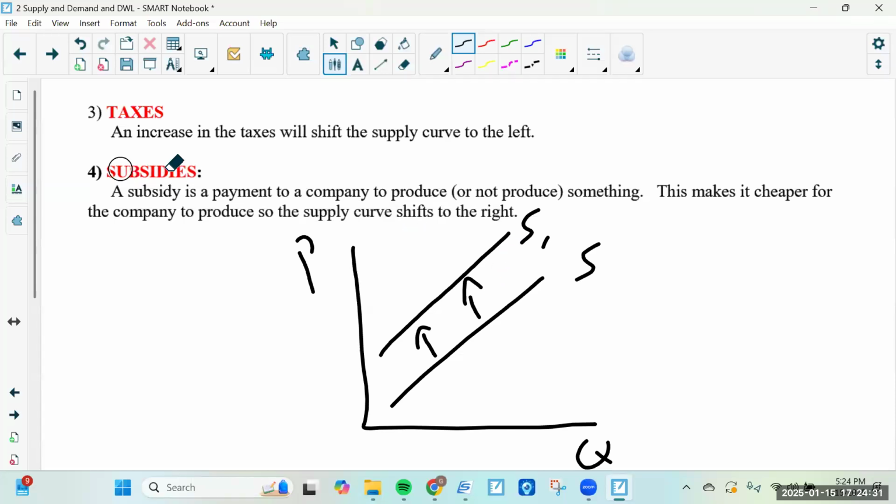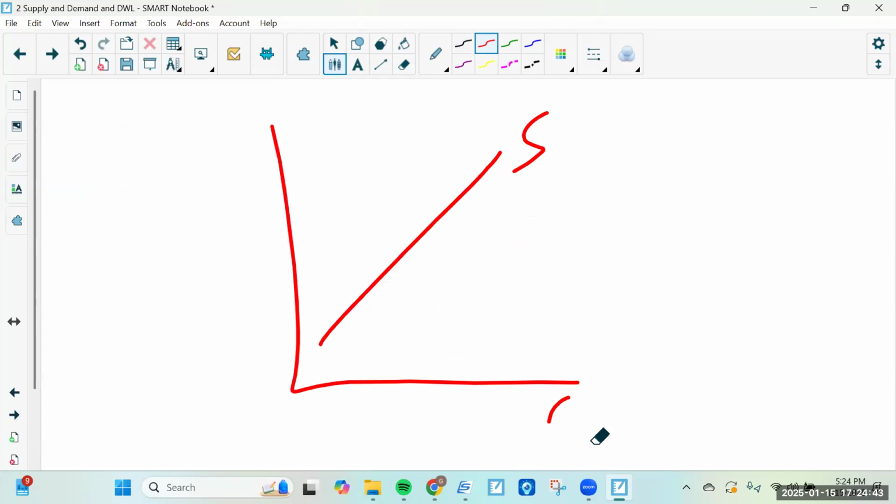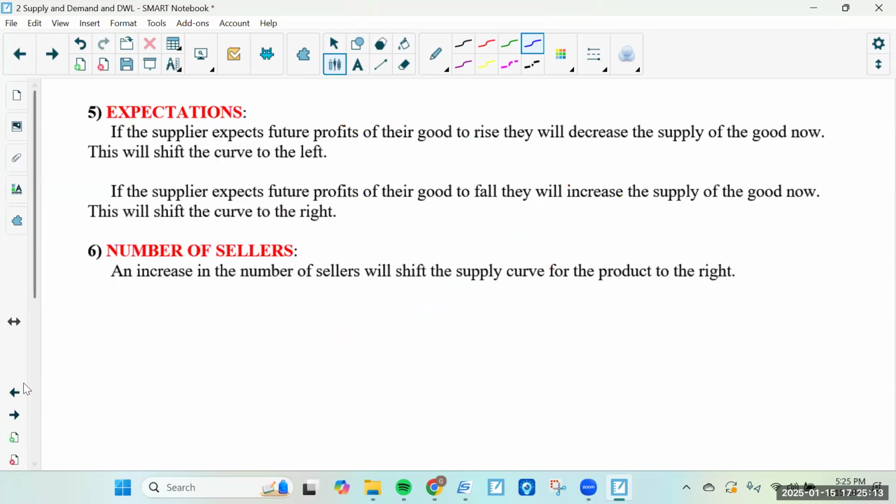Next is a subsidy. A subsidy is a payment to the company to produce. They did that during COVID. During COVID, the government wanted more COVID vaccines. So they went and told the sellers, for every COVID vaccine that you manufacture, we'll give you money. And that caused the supply of COVID vaccines to increase, or shift to the right. They wanted those vaccines out there. It was also a huge profit motive for businesses, because not only are they selling them and the insurance companies paying for them, the government's also paying for them too. So it was a huge profit motive for them to do that.